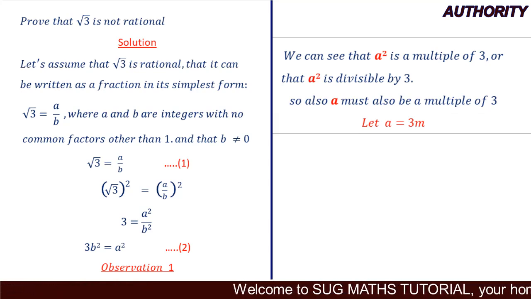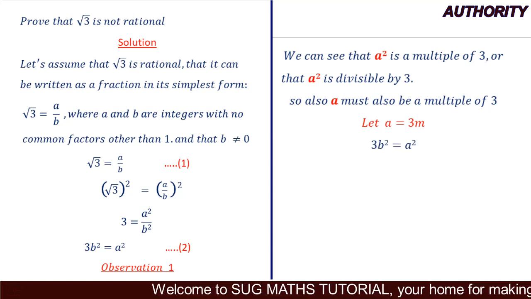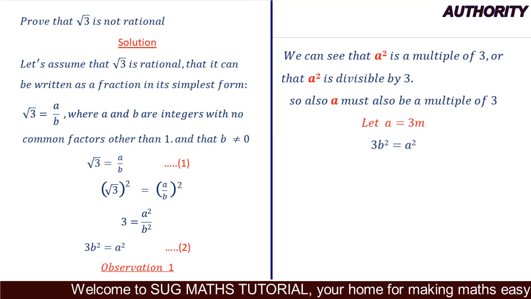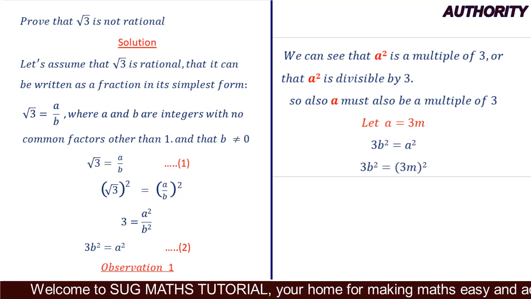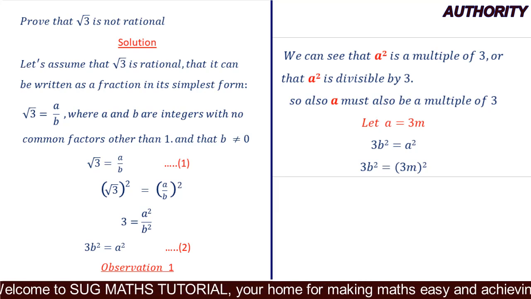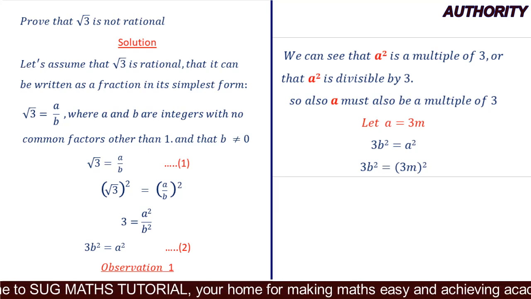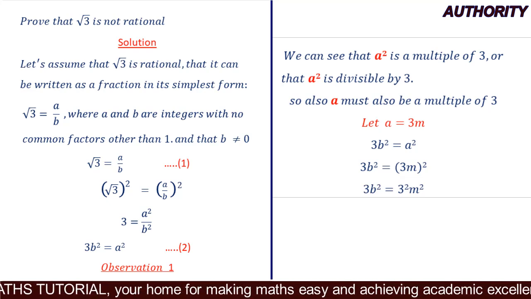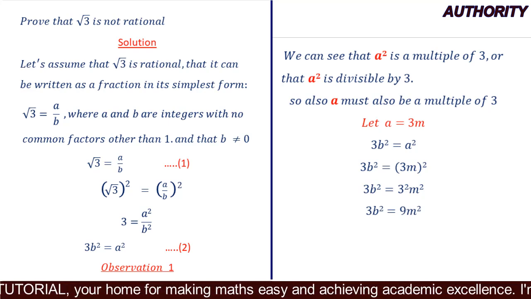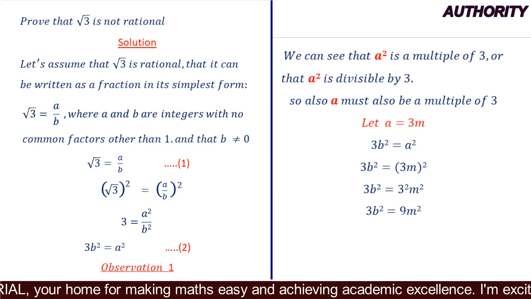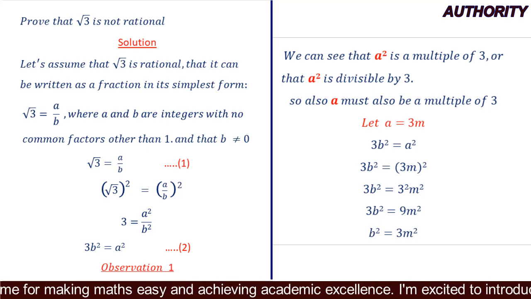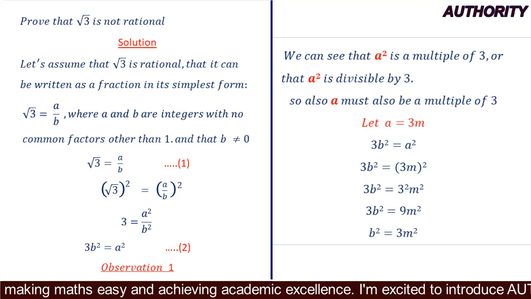Good. In this equation 2, where we have 3b squared is equal to a squared, in place of a squared, we can write 3m, because it's a multiple of 3. That means we're going to have 3b squared is equal to (3m) squared. So here, let's open this bracket. We're going to have 3b squared is equal to 3 squared m squared. 3 squared is 9. So here we have 3b squared is equal to 9m squared. When you divide both sides by 3, we are going to see that b squared is equal to 3m squared.